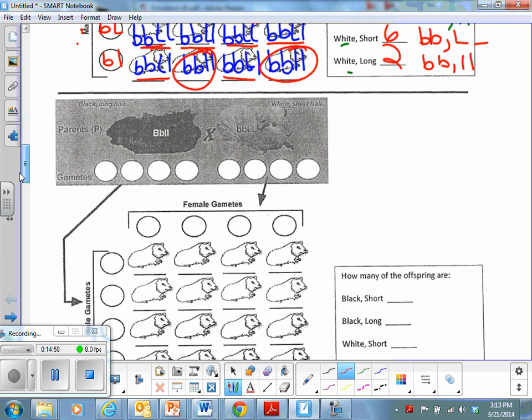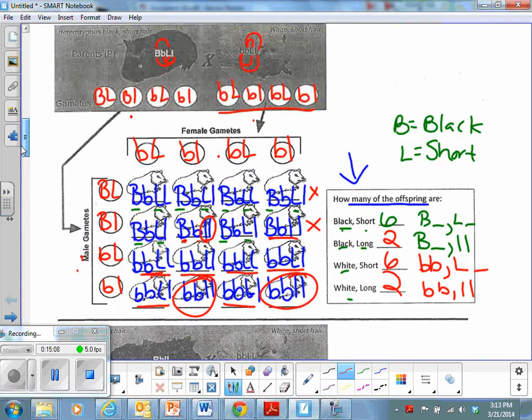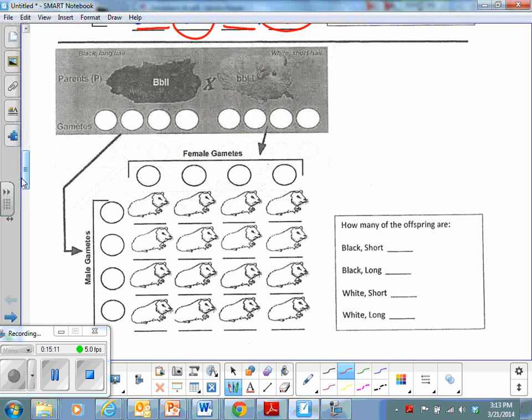Okay, moving right along. More guinea pigs. Have to figure out, is this a duplicate of what we just did? Sorry, let me think for a second. Big B, little L. Nope, it's a new one. So with the gametes, gotta do it again. Big B, little L. Big B, little L. Little b, little L. Little b, little L. Little b, big L, four times. Made my gametes. All I'm doing is moving them to the side, so I'm just copying.